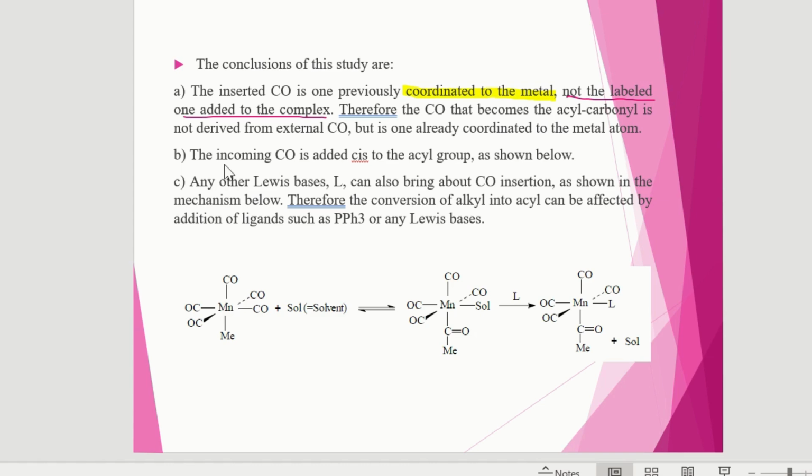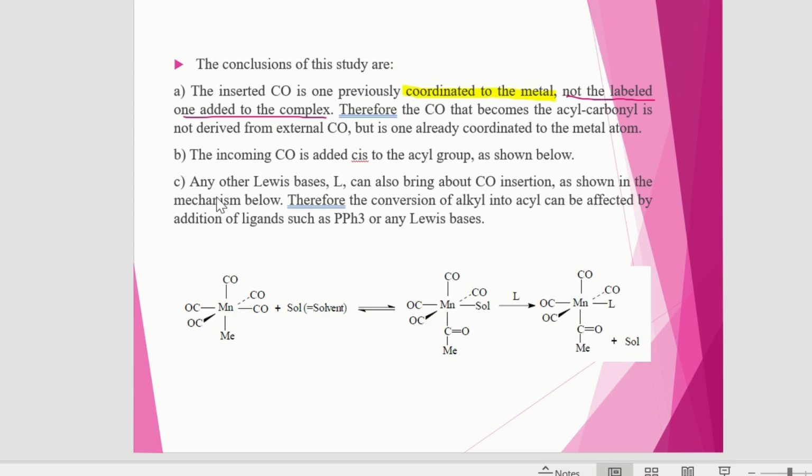Okay, so the incoming CO is added cis to the acyl group as shown below. So this one is the ligand, the labeled CO that comes in. So the CO that is inserted between manganese and methyl actually comes from one already bonded to our central metal.